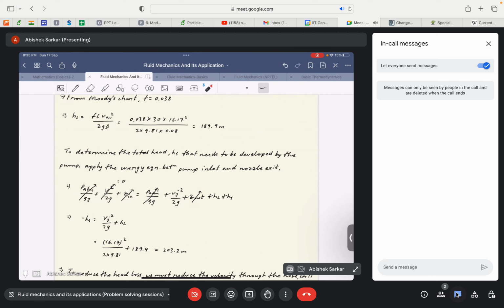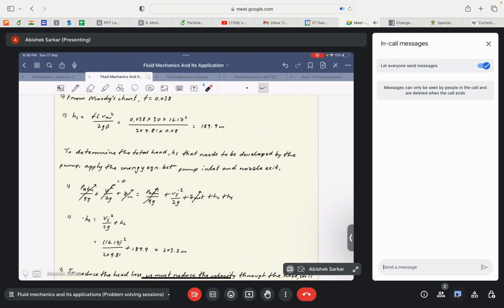So we are left with minus Hs is equal to Vj square by 2g plus HL. Why is this minus Hs? Because it signifies the fact that an additional energy has to be applied from outside, through this system, so that the flow can overcome these frictional losses. This negative sign emphasizes the fact that there is an additional energy being applied in the system. So if we solve that, with Vj equal to 16.17 meter per second, Vj square by 2g plus 189.9, we get that minus Hs is equal to 202.3 meters.